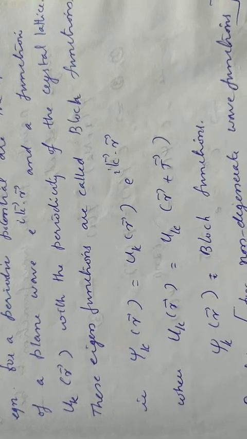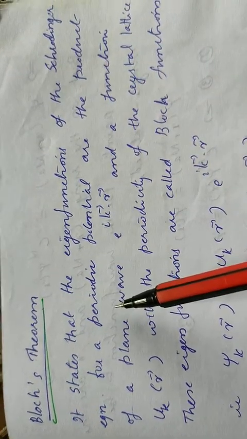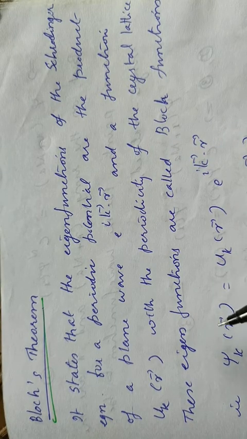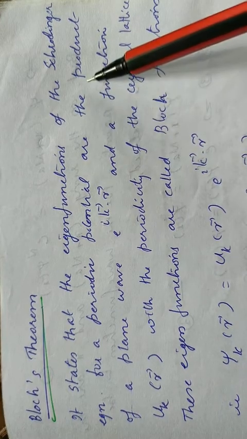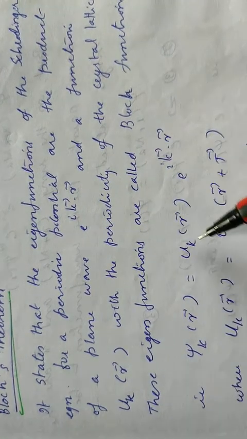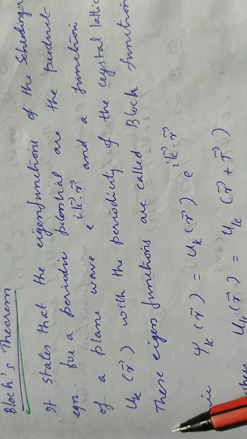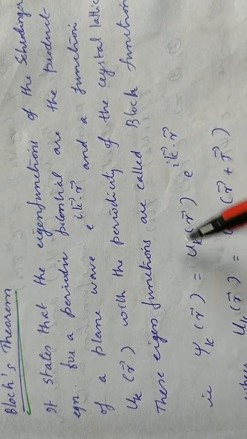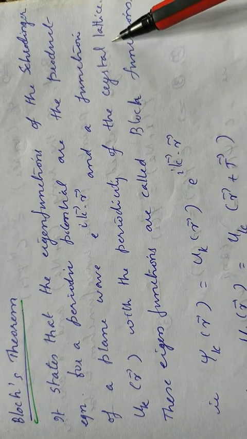That is, the eigenfunctions of the Schrodinger equation for a periodic potential, represented by psi k of r, are the product of a plane wave e to the power i k r and a function u_k of r. And what is the particularity of this function? It has the periodicity of the crystal lattice.